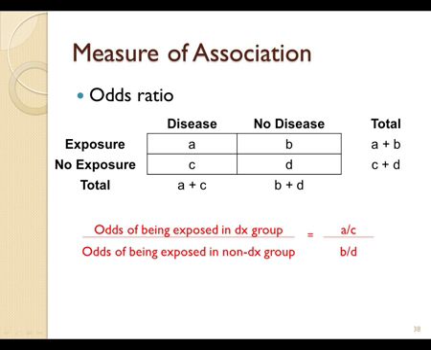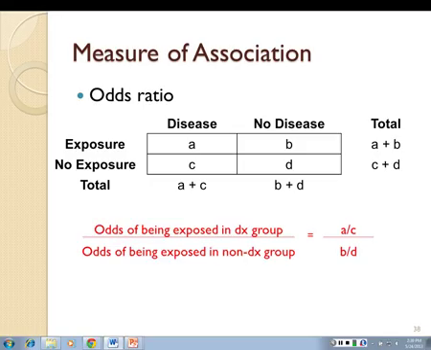So let's talk about the odds. The odds of being exposed in the disease group is A over C. The odds of being exposed in the non-disease group is B over D. So the odds ratio is equal to the odds of being exposed, given that we know you have the disease, so the odds of exposure in the disease group, divided by the odds of exposure in the non-disease group. So A divided by C over B divided by D. Now, just like the incident rate ratio and the cumulative incidence ratio that we talked about last week, the odds ratio is a ratio measure of association.